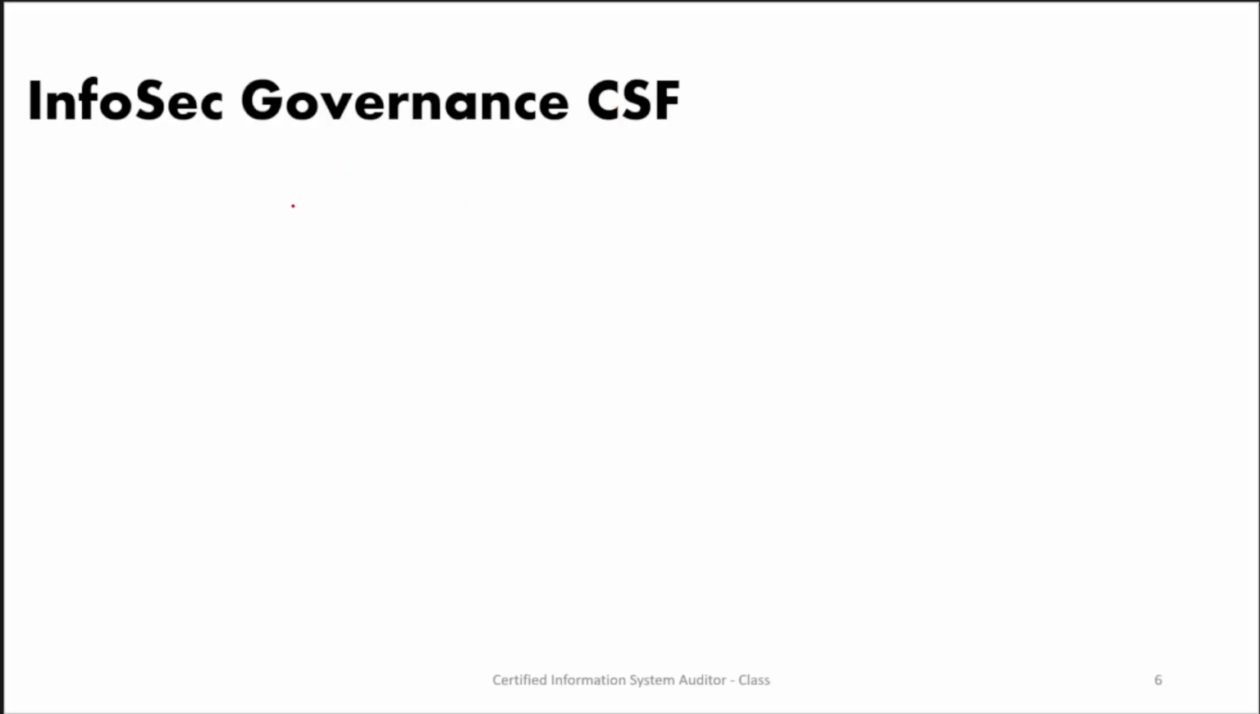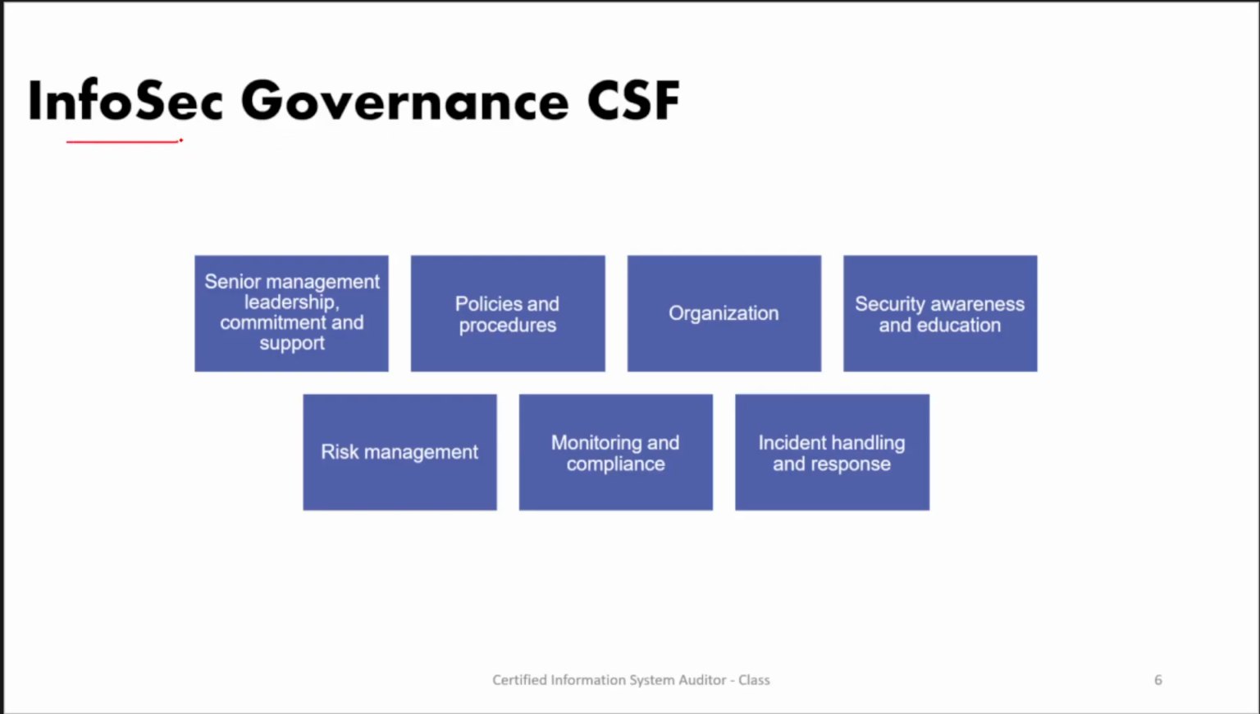Information security should be governed in the organization, and we can ensure that InfoSec governance is in place by having policies and procedures, by guaranteeing senior management sponsorship and support for the security program, by conducting security awareness training, by having a clear organizational structure and clear roles and responsibilities that define security responsibilities in the organization, by having an incident handling and response process, by having monitoring for compliance and monitoring for internal systems, and by implementing good risk management practices.